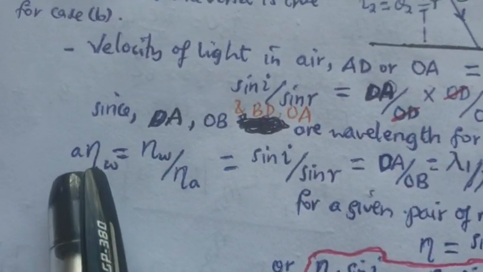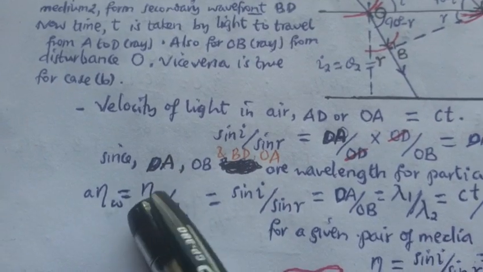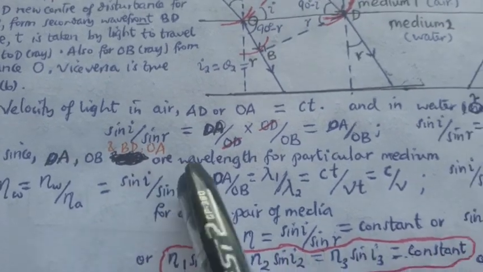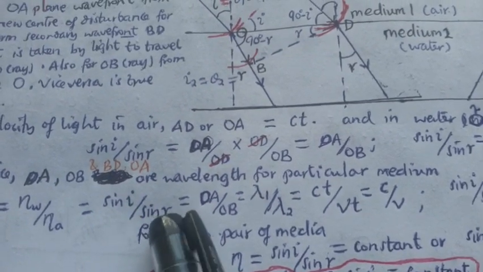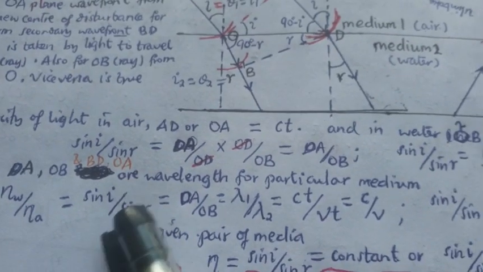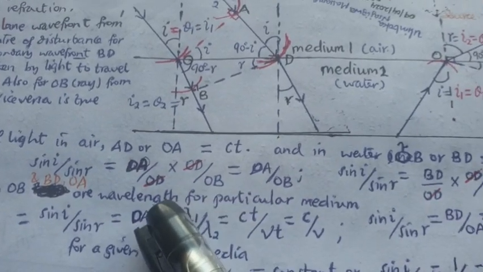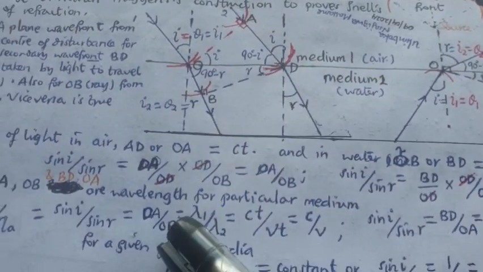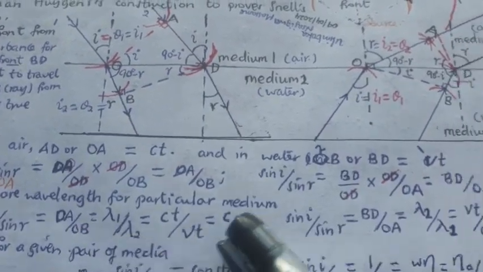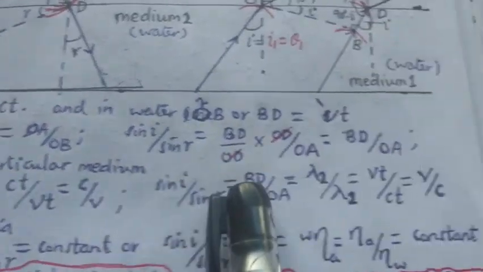Now for the case of air to water, our ratio is the refractive index of water divided by the refractive index of air, and is equal to sine of incidence over sine of refracted, as stated by Snell's law. And now we have this ratio where dA is equal to wavelength 1 for medium 1, and OB is equal to wavelength 2 for medium 2, and for this case it's just the reciprocal of what is stated here, as you can see here.